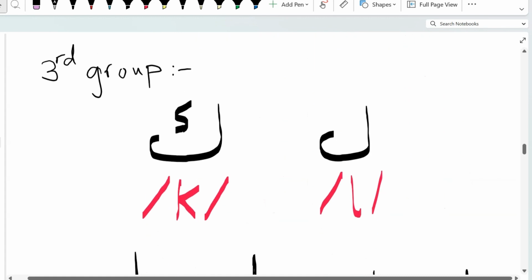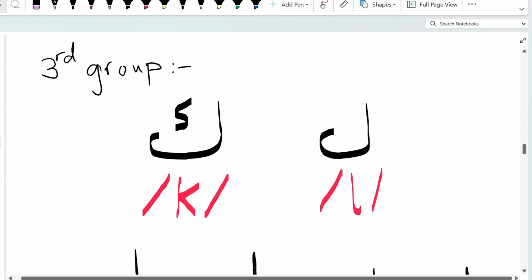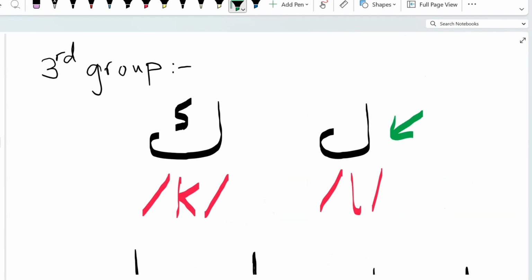The third group, we have two letters. So this is the first one. It's L, as in the English L. حرف اللام, lam. When you add this sign above it, it turns into k, kaf, the English K. Kaf, k.